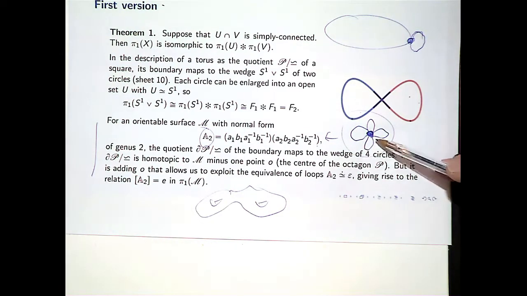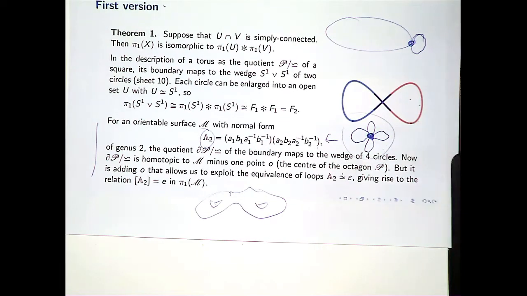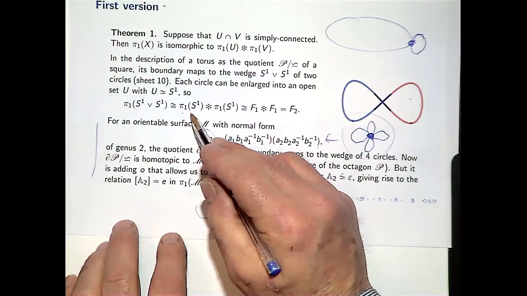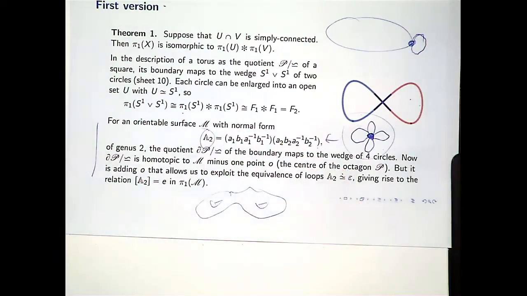So we need to know, we now know that the fundamental group of this rose, the 4-leaved rose, as it's called, is just a free product with 4 factors.